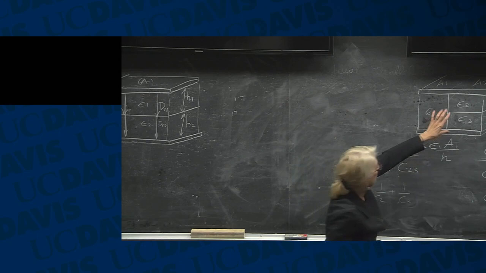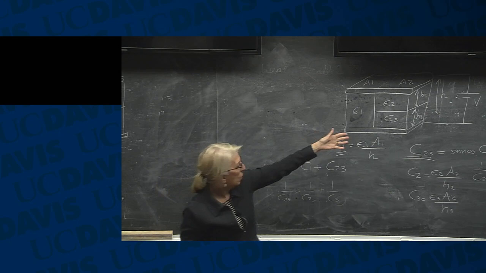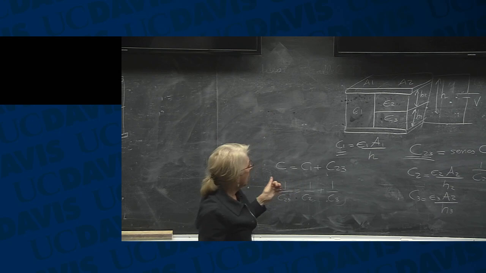Because they have the 2 and 3, they have different dielectric constants. Now, why they did it like that, I'm not sure. This is just to show you how you can solve. You rarely see something like this. You may see something like this, rarely see something like that.